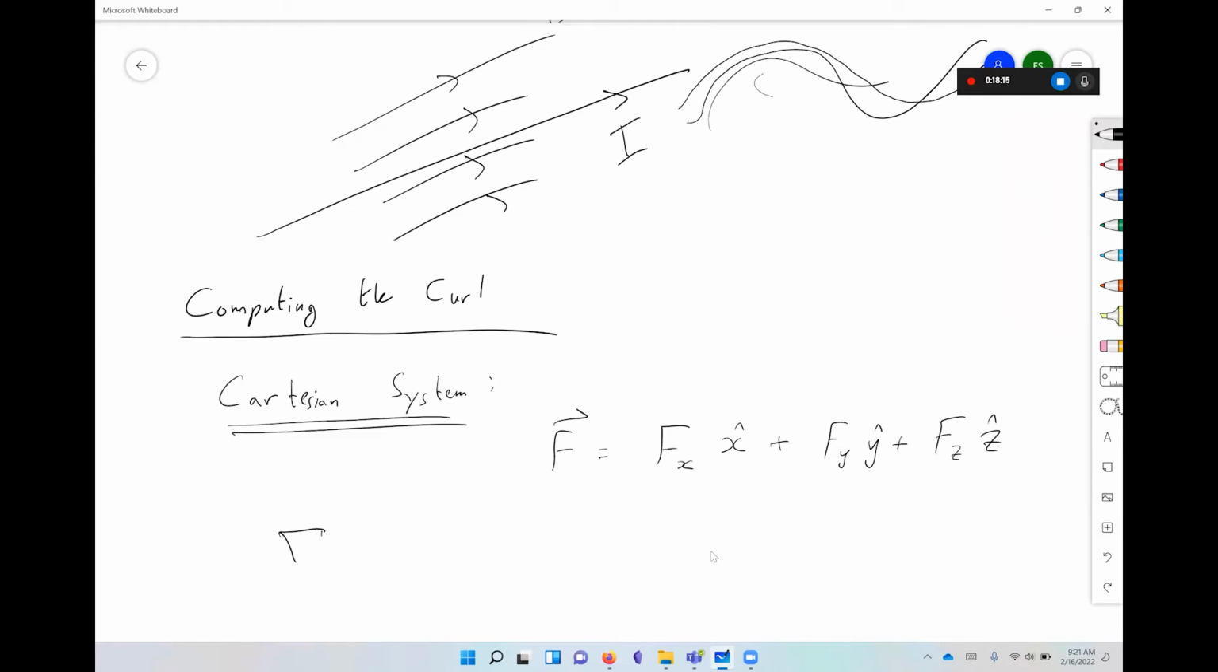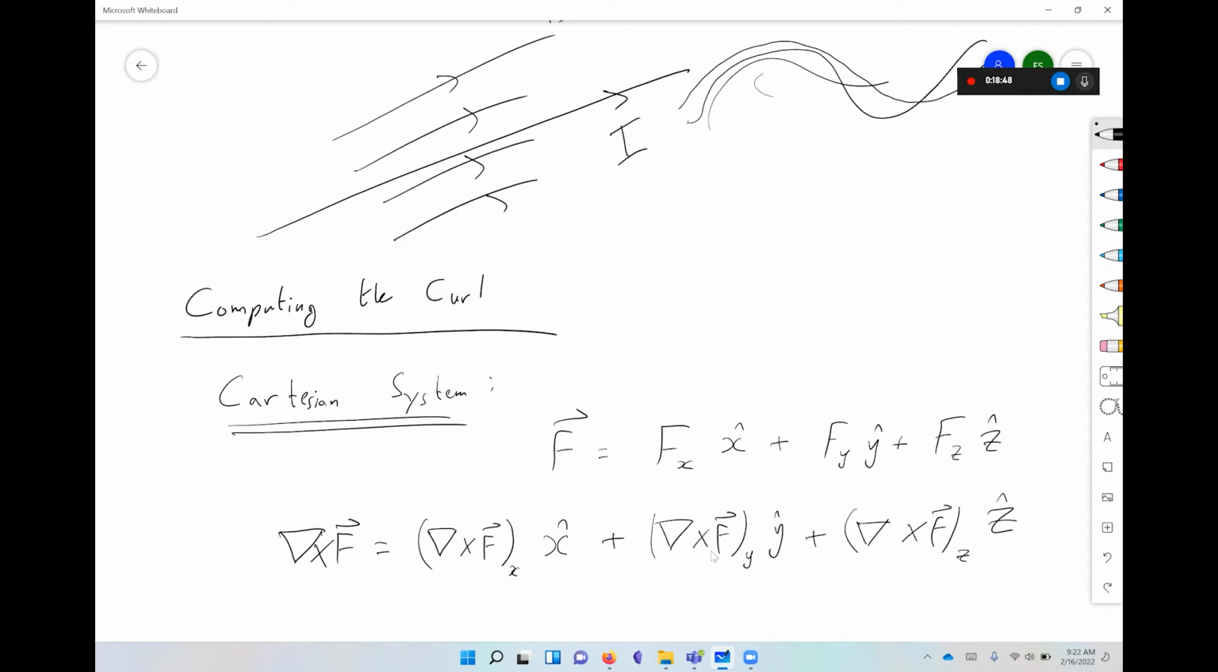So curl F is a field, and we're interested in finding the x, y, and z components of curl F. Curl F is going to have an x component, a scalar, times x hat. It is going to have a y component, times y hat, and a z component. So really, calculating curl F, because curl F is a vector, we have to calculate the components that go with x hat, y hat, and z hat.